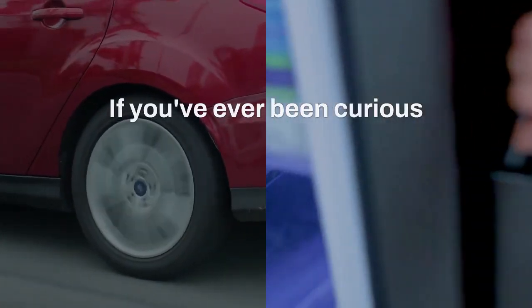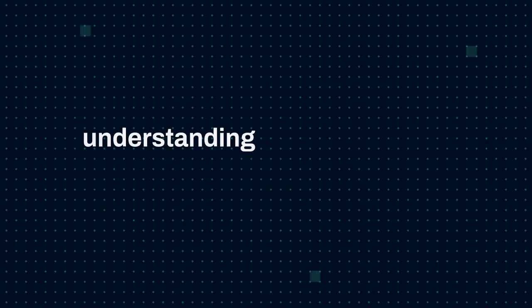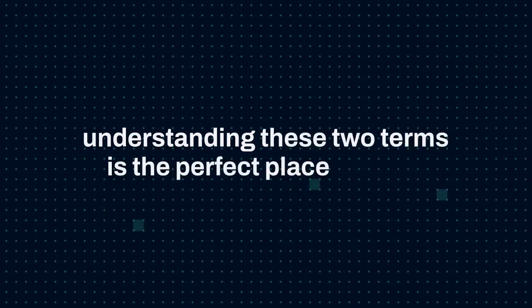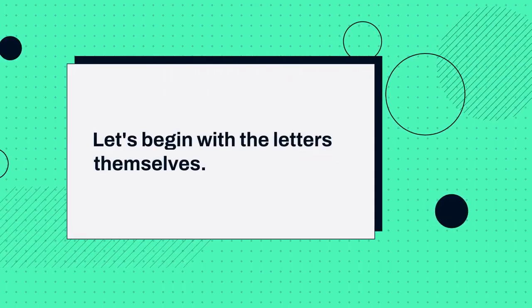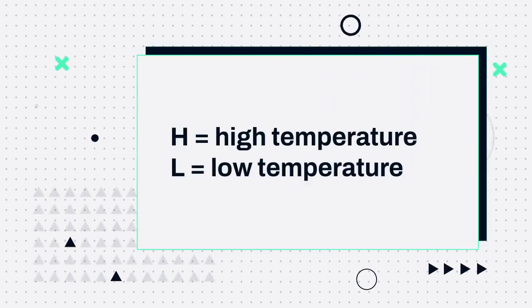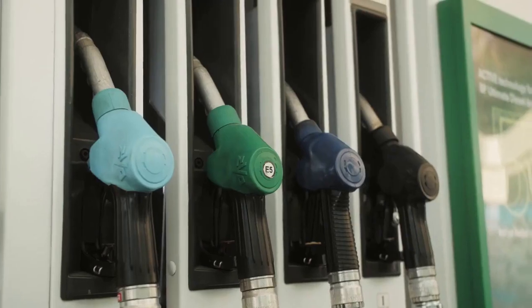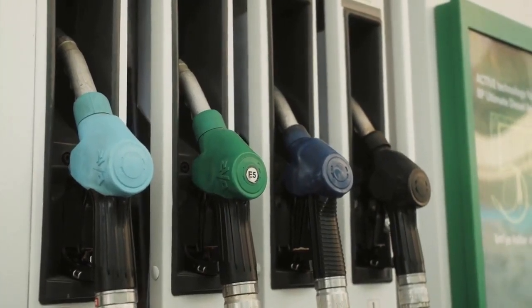If you've ever been curious about the science behind how a car engine runs or how your refrigerator works, understanding these two terms is the perfect place to start. Let's begin with the letters themselves. In physics, the letter Q is used to represent heat transfer. The H simply stands for high temperature, and the L stands for low temperature. So, QH is the heat transferred from a high-temperature source, and QL is the heat transferred to a low-temperature source. Think of them as heat high and heat low.